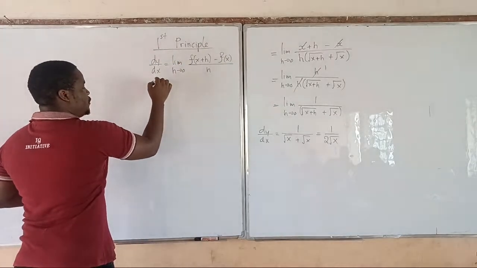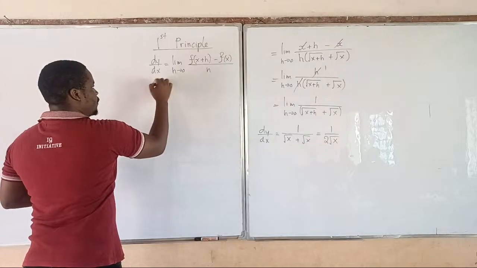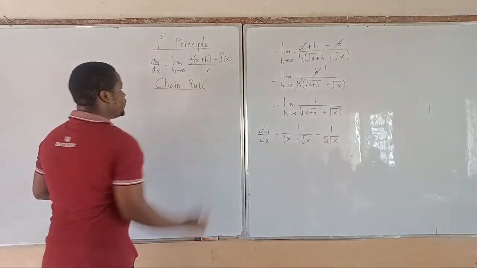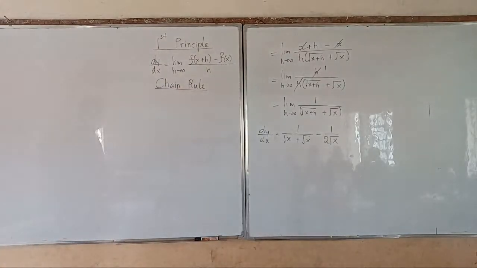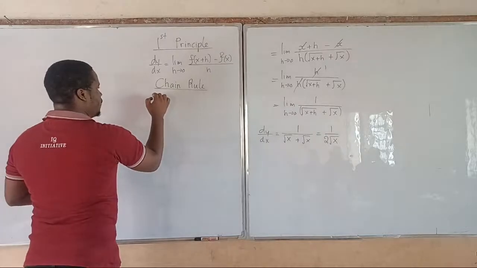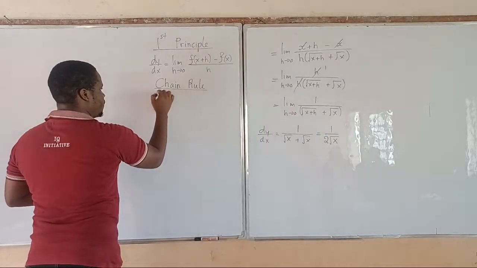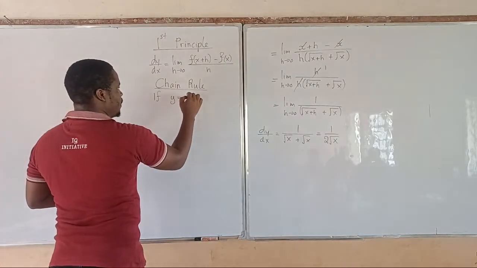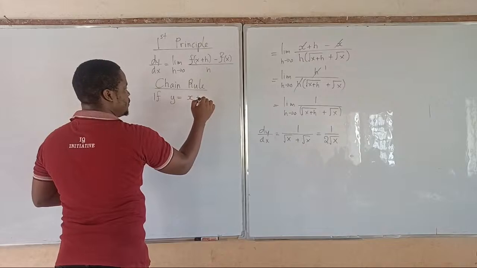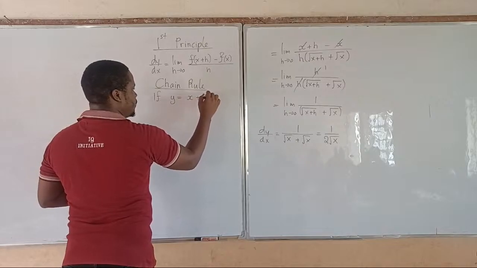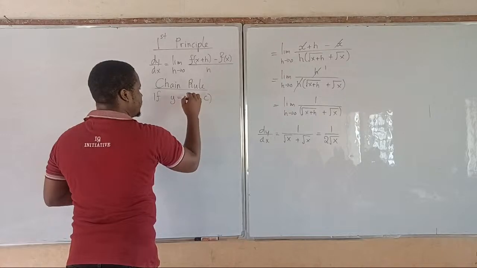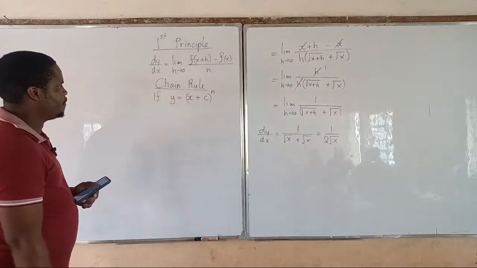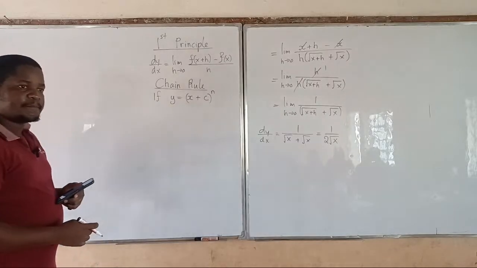The second one, let's talk about the chain rule. For the chain rule, I'll give a brief example first. If y, for example, is equals to x plus c, all to the power n. Is that okay? Yes.